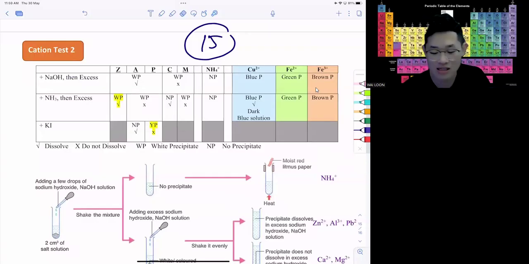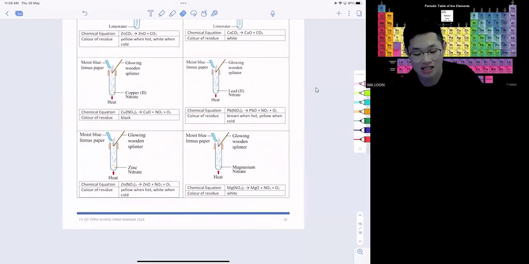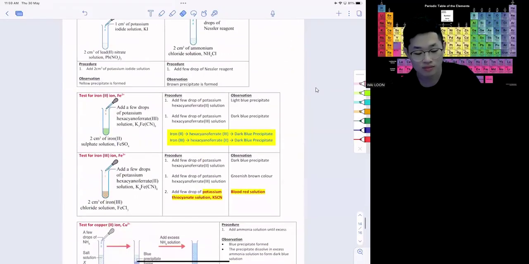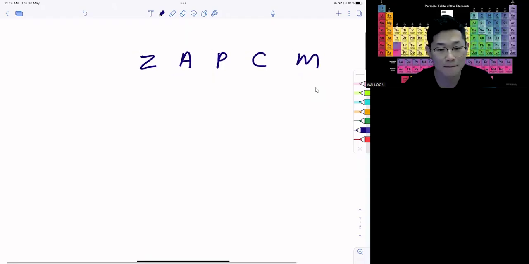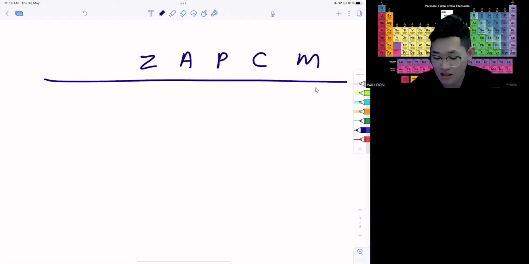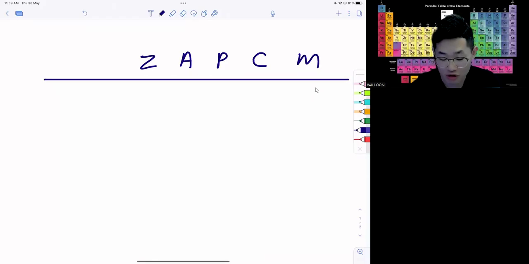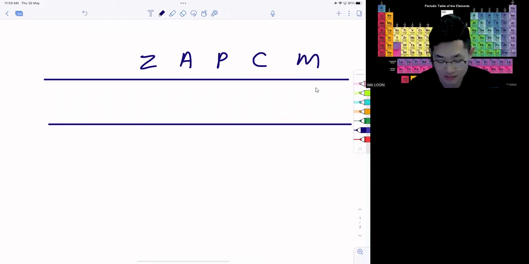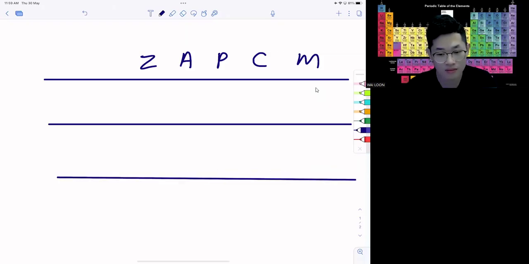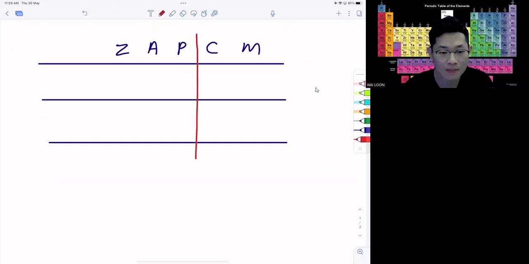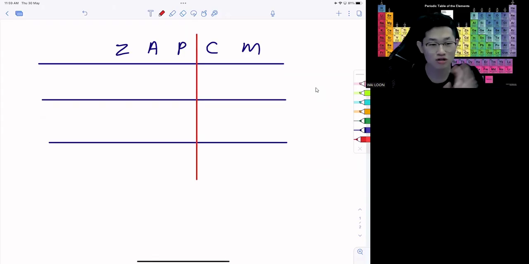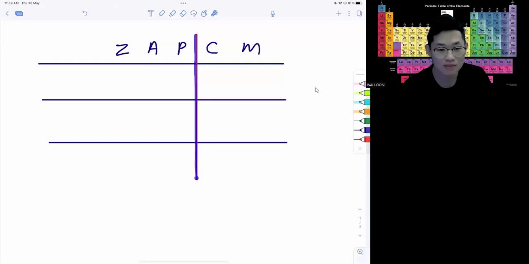ZAPCM. Okay, we call it ZAPCM. This is how we memorize the table, guys. First, I will be drawing 3 lines. And then first, I separate ZAP and CM. You don't draw, you just look at how I do it. Then later you can try yourself. First, we separate ZAP and CM.